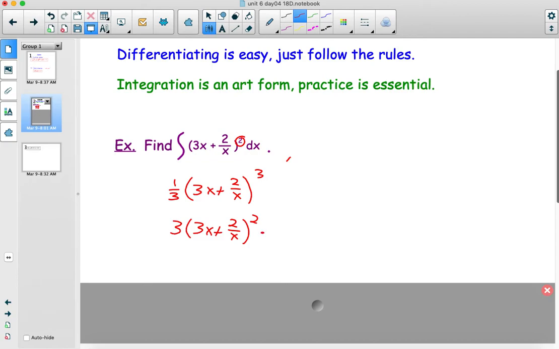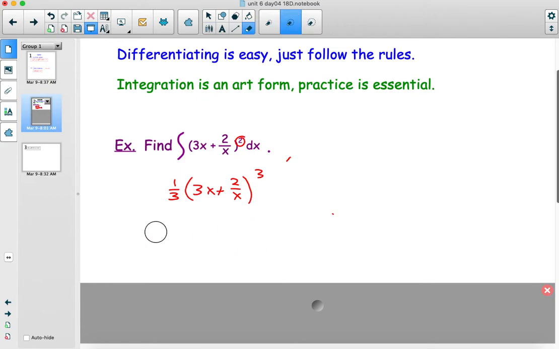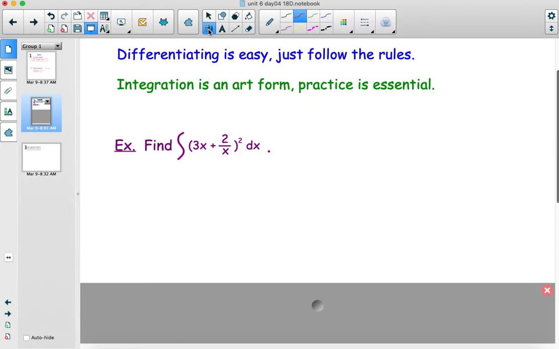But then we have the chain rule, and we have to multiply by the derivative of the inside, which is going to be 3 minus 2 over x squared. And that's not even close to what we had started with. So this isn't going to really work for us. It's a little too complicated for just a power rule solution. So what we want to do is ask, is there another way we can write this expression? Well, sure, let's square it.